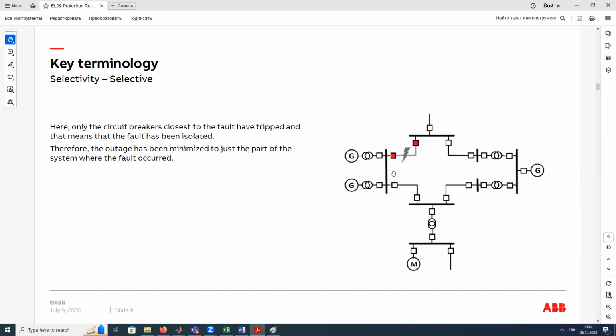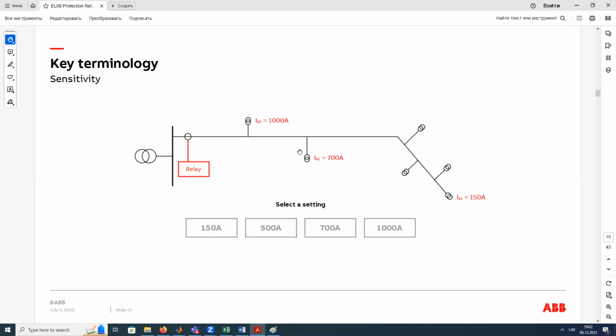This is why selectivity is so important. So let's start from the easiest case, a radial network, when we have the power supply only from one side. This is easier. This is simple.